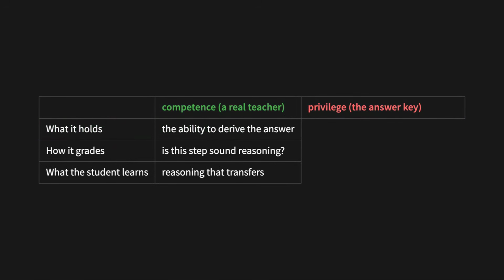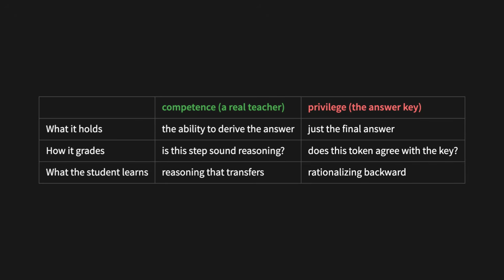Look at the difference side by side. The left column is the real teacher. It holds the ability to derive the answer. Its grades ask whether each step is sound reasoning, and what the student learns is reasoning that transfers. The right column is the self-teacher. It holds just the final answer. Its grades ask whether each token agrees with the key, and what the student learns is rationalizing backward, which is worthless once the key is gone. That's exactly what the measurements show. Self-checking collapses because double-checking looks wrong when you're holding the key. And performance falls apart out of distribution because rationalization doesn't transfer.